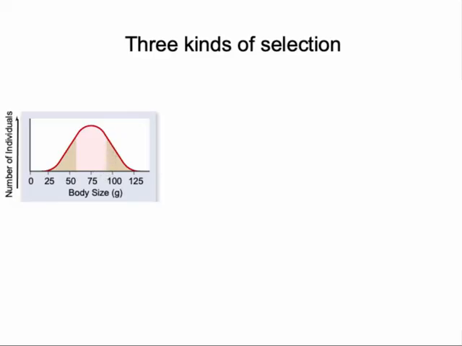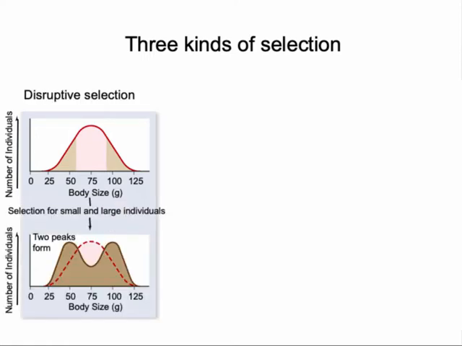Let's look at how selection can change the distribution of traits in your population. If selection is favoring individuals with either large body weight or low body weight, we will have what is called disruptive selection. So here the individuals with the mean body weight are selected against, so they're least favored. They are less likely to survive and reproduce.